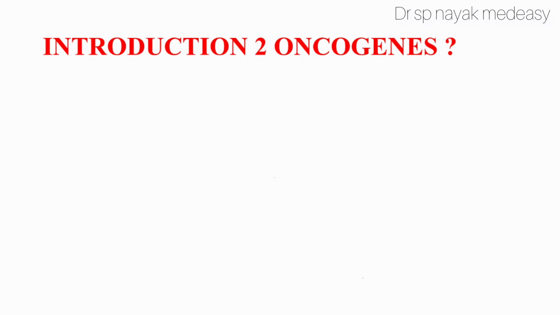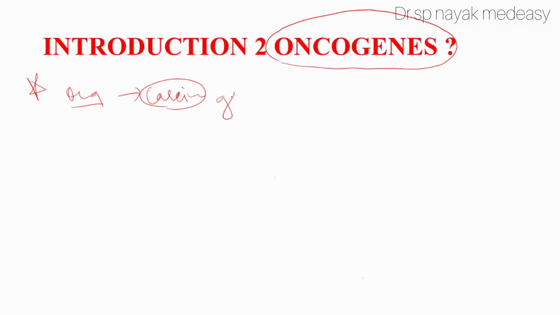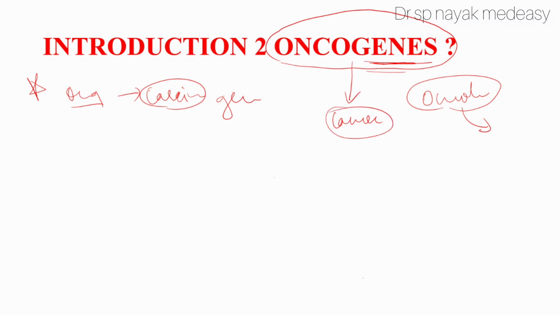Now we will try to discuss oncogenes. This concept is very important. From here on, it is very, very important. Till now we have discussed carcinogenesis and carcinogens. Now we have certain genes which cause cancer. They are called oncogenes. Oncology is nothing but the study of cancer. The genes which have the probability to cause cancer are called oncogenes.